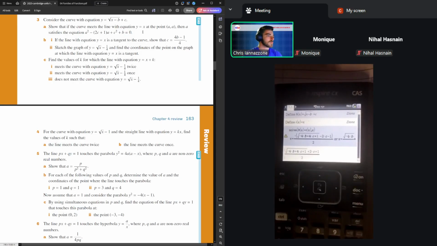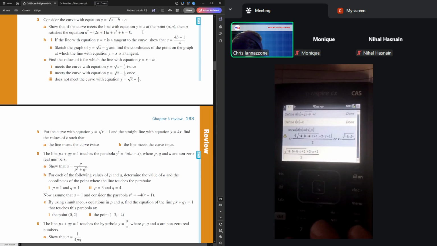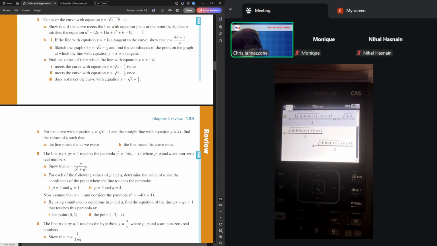Now, we're told the curve meets y equals x at the point A. When you equate two equations together and solve for x, you're getting the x-coordinate of that spot. So in other words, if we're told that it meets at A, and the x-coordinate is equal to this, or at least could be this, could be the plus or the minus, then that is going to be our A value.